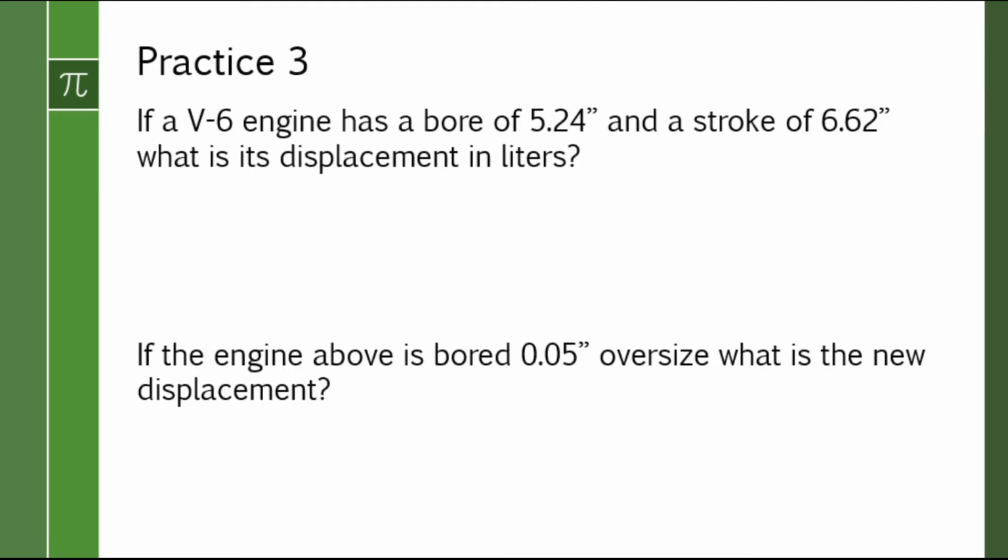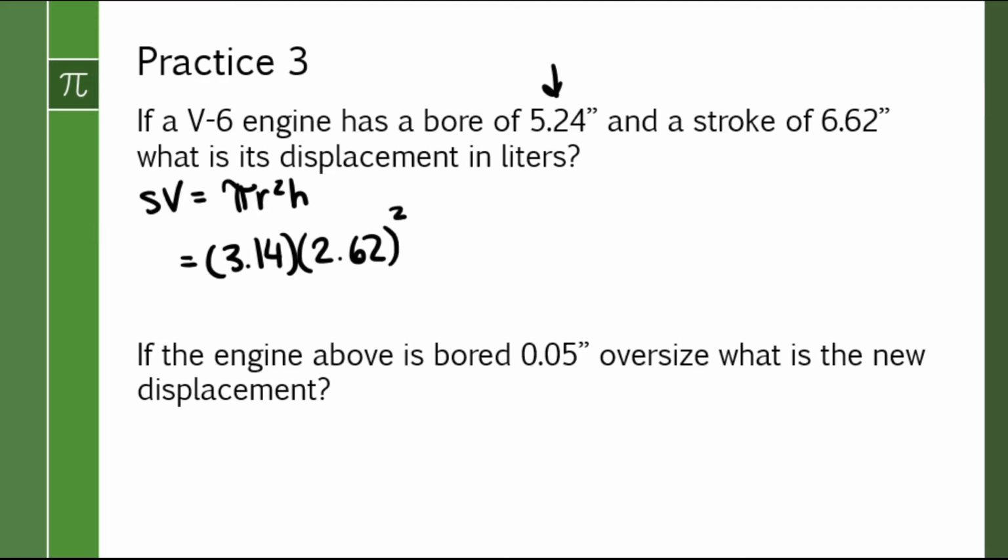Another question on finding displacement. So we've got a V6 engine and we get bore and stroke. We're committing to the entire process. So the swept volume is going to be equal to pi r squared h. And I'm just going to be a little quicker. 3.14. If my bore is 5.24, I'm going to divide that by 2 and get a radius of 2.62. So that's coming from here. And my height is my stroke, 6.62. And that's going to give me 142.7, and I'm in cubic inches here.